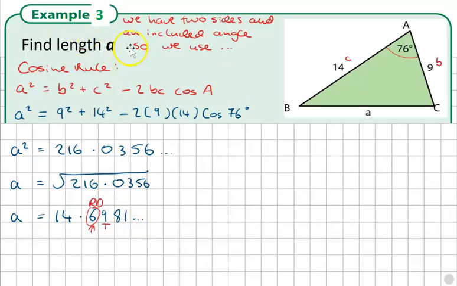I wasn't told what to round it off to, so I'm just going to decide to round it off to 1 decimal place. So the first decimal place becomes a rounding digit. The next decimal place becomes a telling digit. So the 9 tells the 6 to round up. So we get A is approximately equal to 14.7 units.